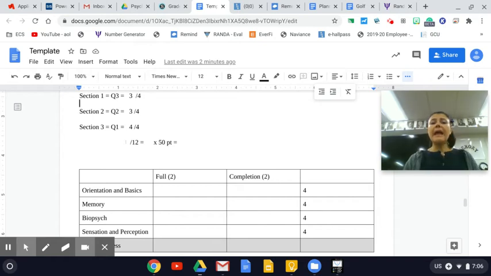So now I add these up. I get 10 out of 12. All right, so 10 out of 12 is 83%. But I can't use it as a percent, okay, because it's out of 50 points, so I can't go 83 out of 50. So instead, I take that 0.833 and I multiply it by 50, and I get 41.6, but I'm going to round that up, give you the benefit of the doubt, and you got 42 points out of 50 points on the Reader's Notebook, okay?